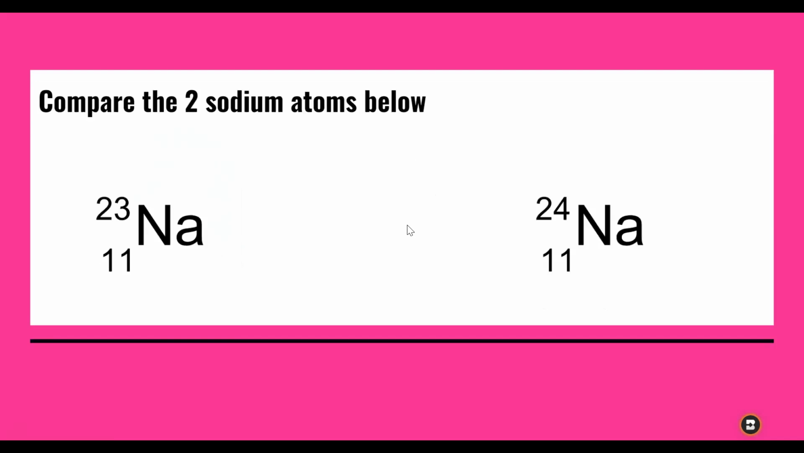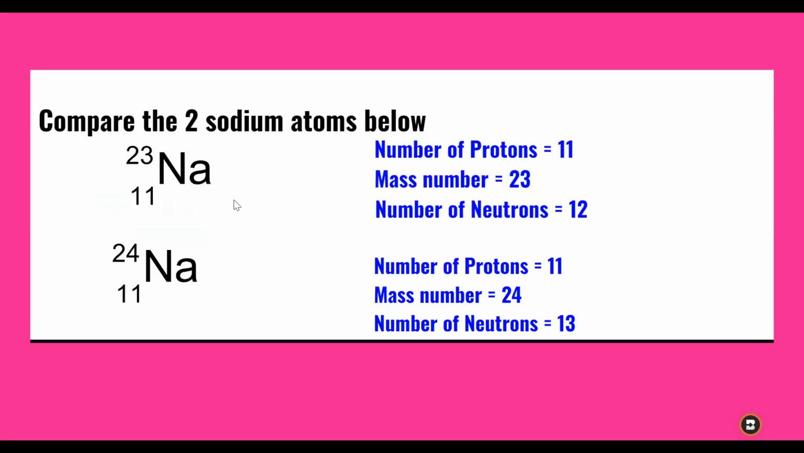Let's compare the two sodium atoms. Let's compare both of them. You can pause the video, think about it. Compare these two, and what can you conclude about it? Okay, here, let's compare. Both of them have number of protons, 11. That's why they're the same atom. That's why they have the same name, because the number of protons is unique to each element.